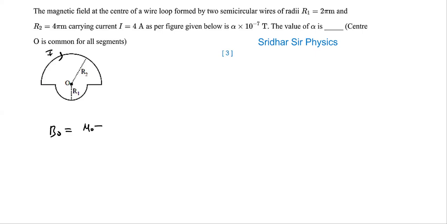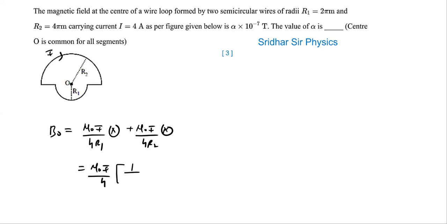So this will be mu naught I by 4 R1, with the field here into the plane. Then mu naught I by 4 R2, which will also be into the plane. So this will be mu naught I by 4 times 1 by R1 plus 1 by R2.